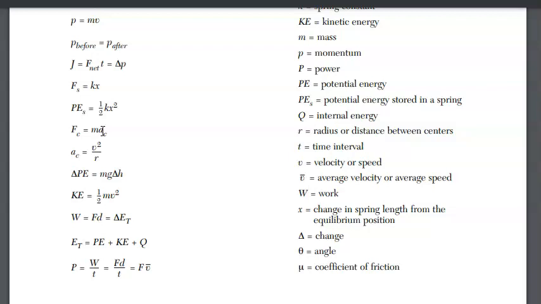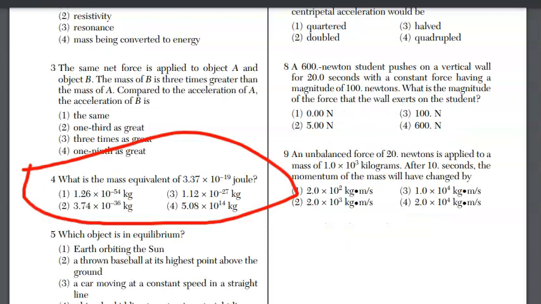Most questions, if not all of them, are going to be multi-step questions, and you need to read and reread those questions along with knowing what the numbers are representing by looking at the words and the units. For example, let's check out question 4. You're asked what's the mass equivalent of 3.37 times 10 to the minus 19 joules.